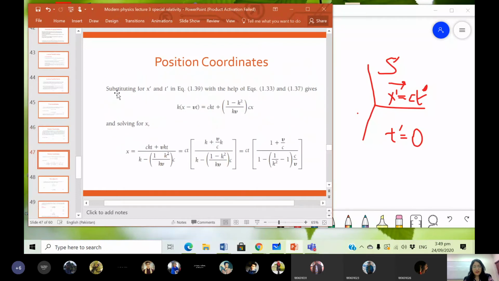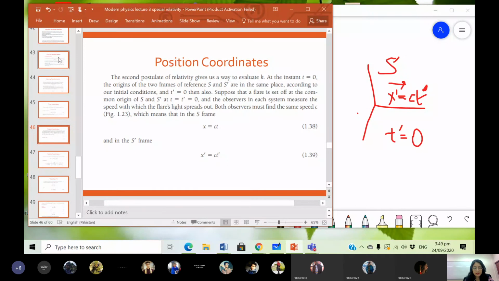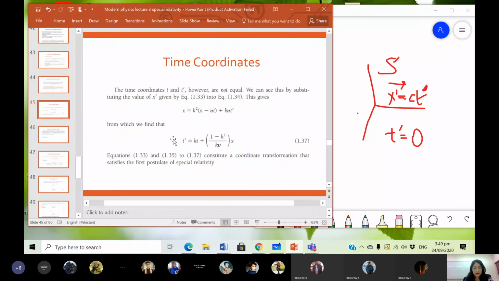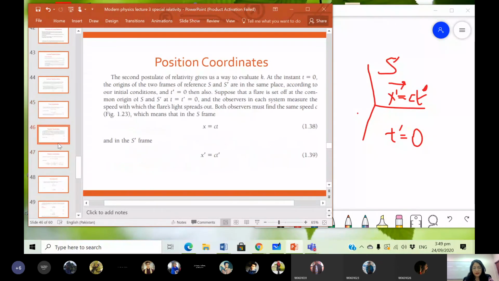Okay, so now substituting for x dash and t dash in equation 1.39, इस equation में आप x dash का जो हमारे पास Lorentz transformation आया था, और ये equation t dash का है, इन दोनों को आप इस equation में डाल दें. You will get something, you will get the x dash on the left hand side of the equation.